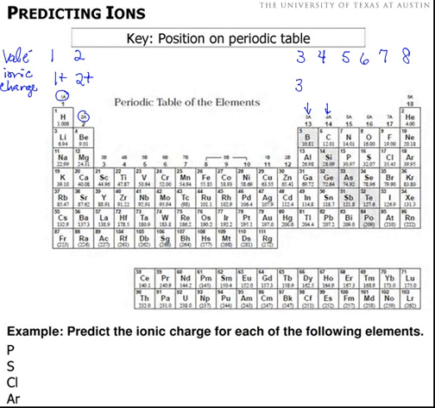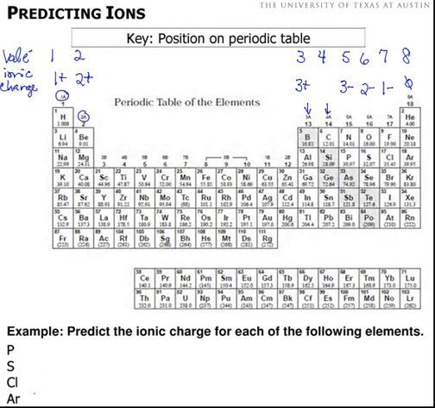Group 3A has a 3+ charge for its most stable ion. Group 5 has a 3-, Group 6, 2-, Group 7, 1-. That is to say, all of the halogens, when they form their most stable ion, will form ions with a 1- charge. And Group 8A, they're the noble gases. They already have a complete octet. They are in a very stable state. They don't form ions that are more stable.